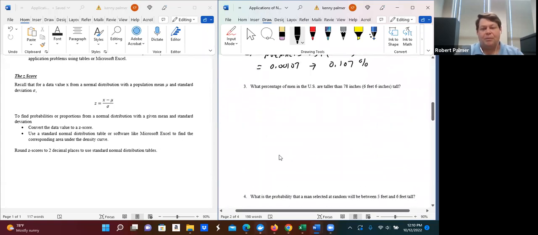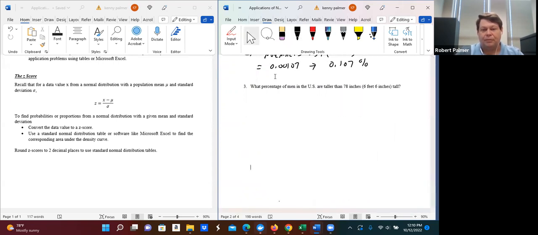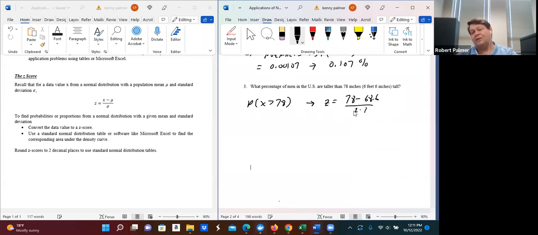Let me put some more space here. So a similar question. What percentage of men are taller than 78 inches, or 6 feet 6 inches tall? We expect this to be a fairly small number as well, but we'll see. So I want to find the probability that x is greater than 78. Just as we did the last one, I want to convert that to a z-score. So z is going to be 78 minus 68.6 divided by 2.8.